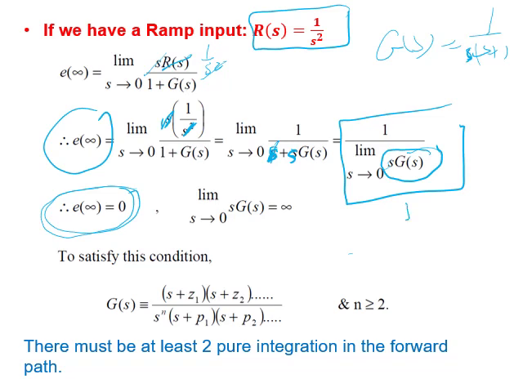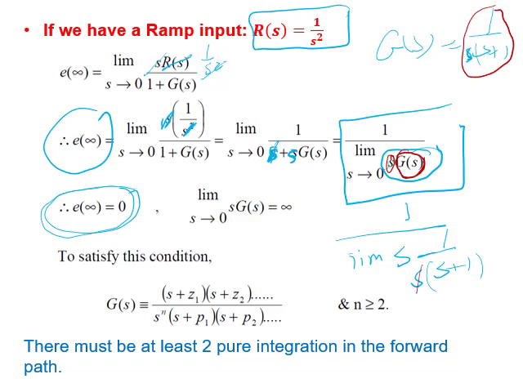I'm going to find it as 1 over the limit of s into 1 over s plus 1. As you see here, the limit of s into G(s), where G(s) is equal to 1 over s into s plus 1. So in this case, this s will cancel this s. When I calculate the limit for this one, I will find that the limit is equal to 1. So finally the value equal to 1.